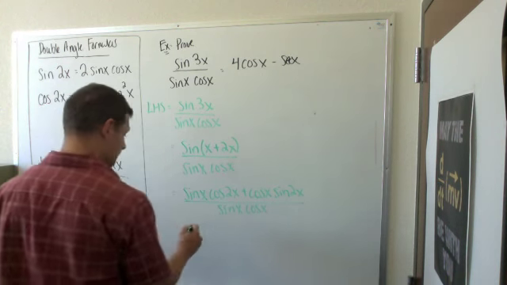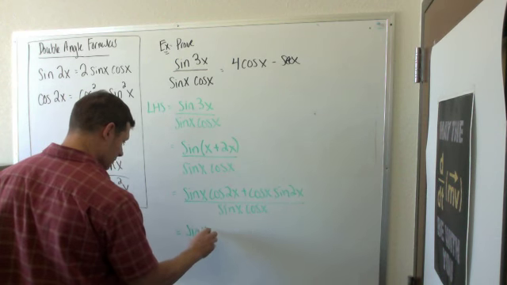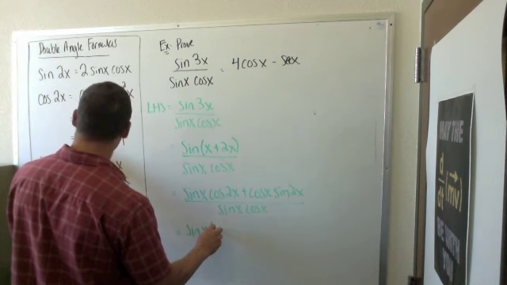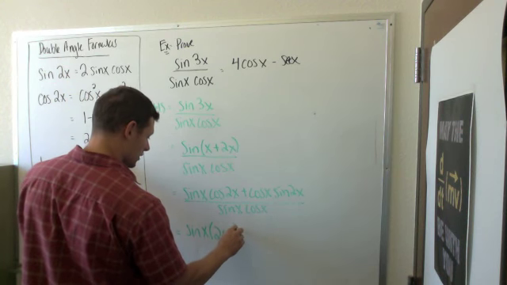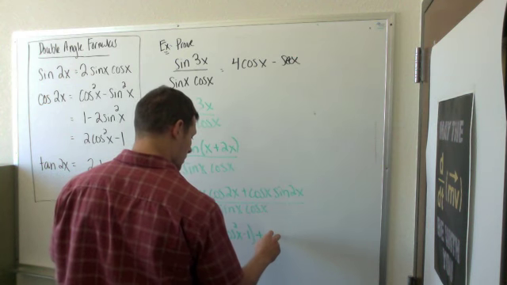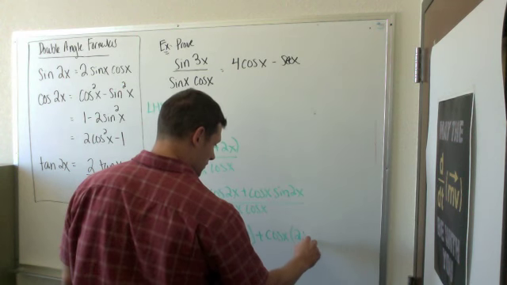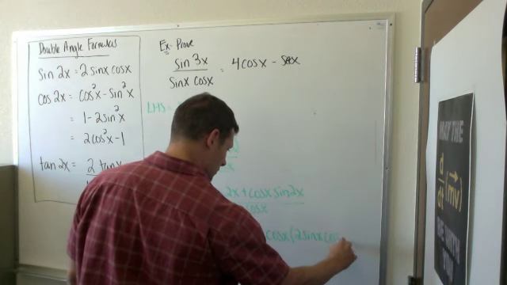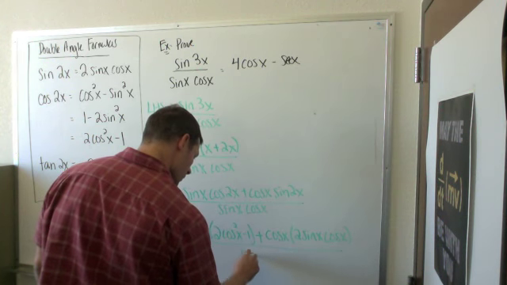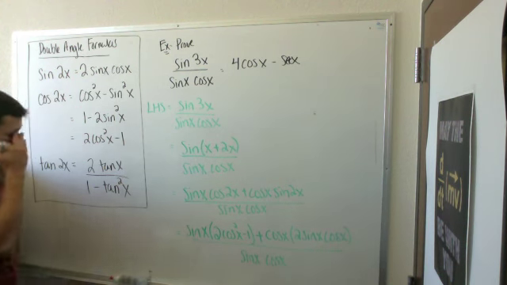So this will equal sine x times 2 cosine squared x minus 1, plus cosine x times 2 sine x cosine x, all over sine x cosine x. So there, I did a substitution.